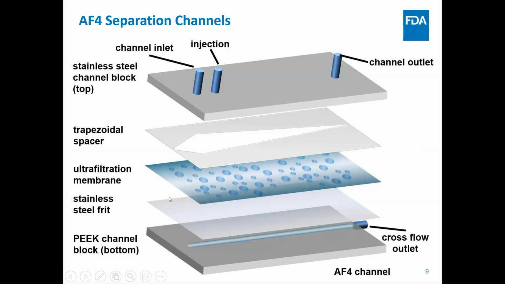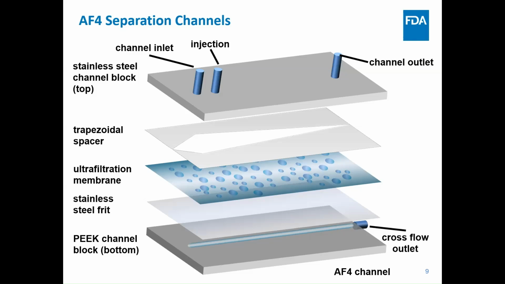So let's take a look at the core part of AF4, where the separation happens, which is the separation channel. Here is a disassembled separation channel, separated into different layers. From bottom to top, we have a bottom block. On top of the block, we have a stainless steel frit. It acts as a physical support. This frit is a highly porous structure, and it allows everything to pass freely, including sample and mobile phase.